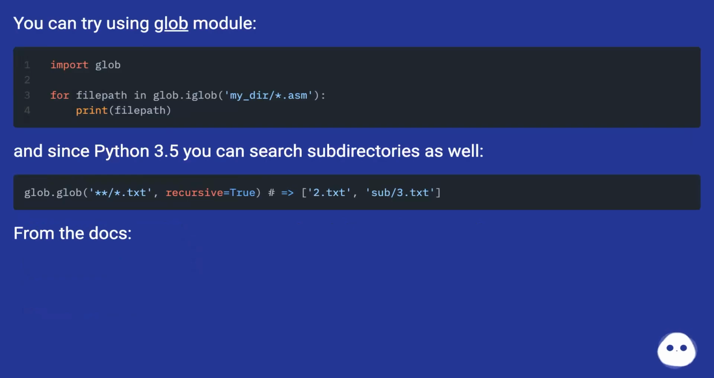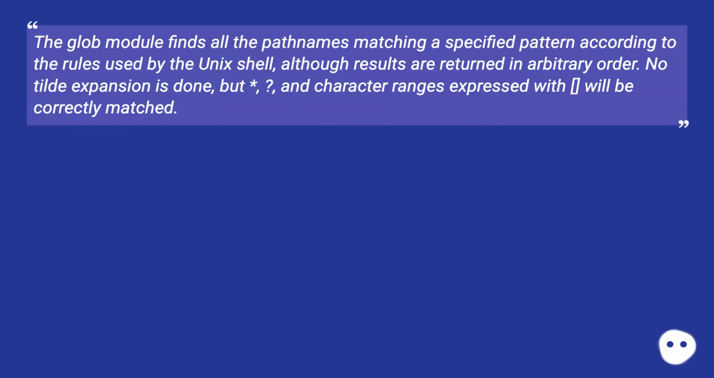You can try using the glob module. And since Python 3.5 you can search subdirectories as well. From the docs: The glob module finds all the path names matching a specified pattern according to the rules used by the Unix shell, although results are returned in arbitrary order. No tilde expansion is done, but asterisk and character ranges expressed with brackets will be correctly matched.